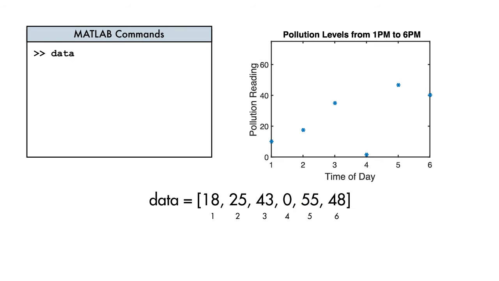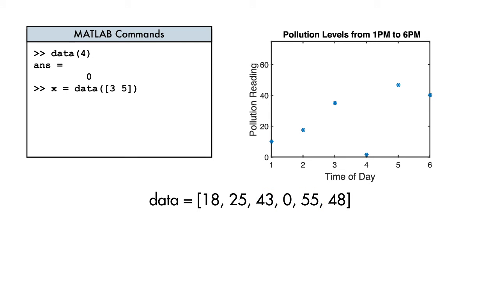We access a specific element by typing the variable name and enclosing the desired index inside parentheses. Let's approximate the value of the fourth reading with the average of neighboring elements, which have indices 3 and 5. Rather than access each element one at a time, how can we access both indices at once? This command returns the third and fifth elements of our data.